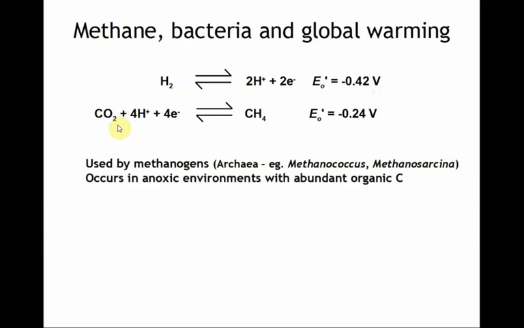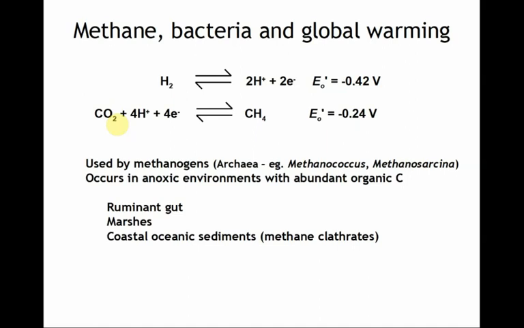Well, where you have anoxic environments that are rich in organic carbon, because some of this organic carbon is going to produce hydrogen gas as a fermentation product by other bacteria. So you find that in ruminant guts, marshes, and also coastal oceanic sediments. Now this is important for global warming because methane is a greenhouse gas 25 to 30 times more potent than CO2.